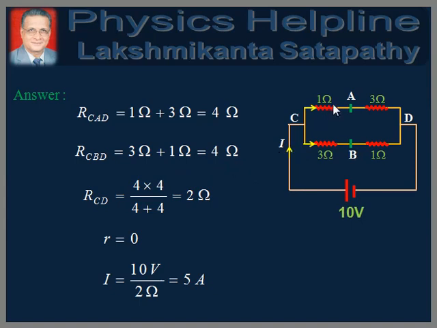Now we have the two branches in parallel. Therefore 4 ohms and 4 ohms are in parallel, which produces an equivalent resistance between the points CD, given by RCD is equal to 4 into 4 divided by 4 plus 4, which is equal to 2 ohms. And it is given in the question that internal resistance is equal to 0. Therefore, current drawn from the cell is equal to 10 volts divided by 2 ohms, which is equal to 5 amperes.